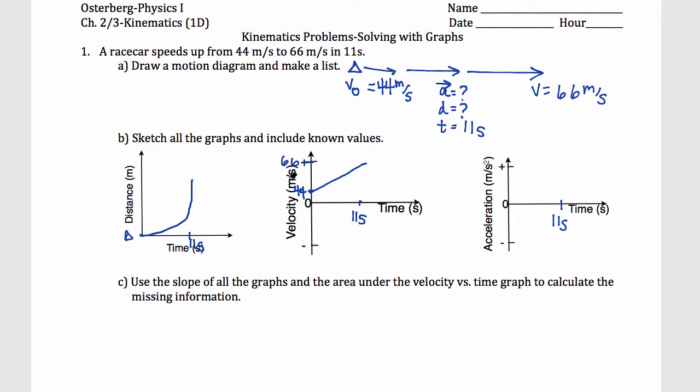Well, the acceleration we already know is positive by looking at the motion diagram. And if you look at the slope of this guy, it's positive. And remember, acceleration is a horizontal line. So it doesn't matter what it is. We don't know what the number is, so I'm just going to go ahead and draw a horizontal line. Sorry, that should be horizontal.